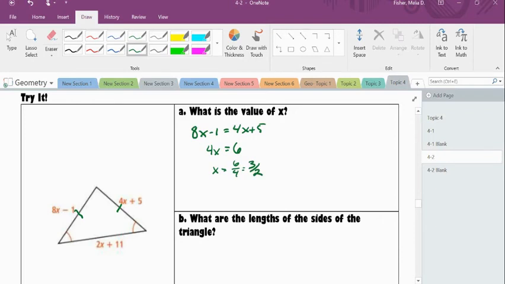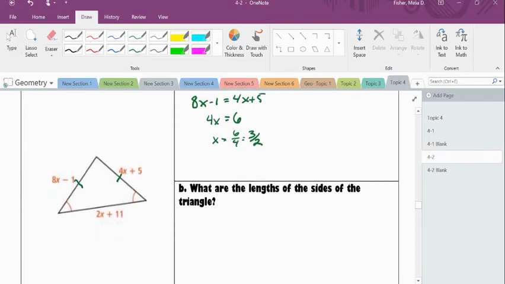And to find the lengths of the sides of the triangle, to find AB, you're plugging in 8 times 3/2 minus 1, and that's 12 minus 1 equals 11. And let's call this A, B, and C. Then we can talk about it easier.